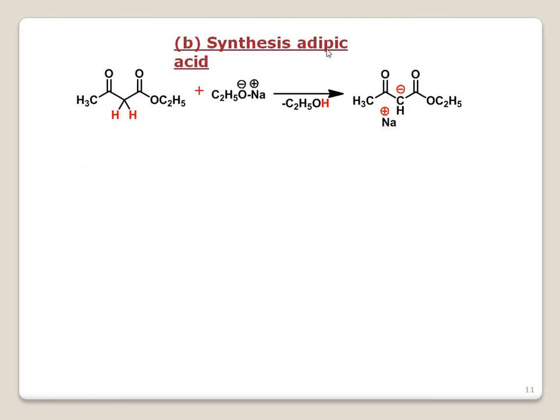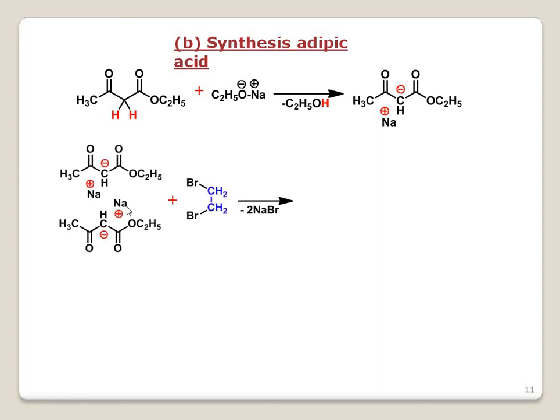Now the synthesis of adipic acid. Adipic acid means it's 6 carbons. So that means the spacing you have to increase. For that also we need 2 CH2s over here. For that you have to take 1,2-dibromide. This is ethylene 1,2-dibromide. So first, a 2:1 ratio.